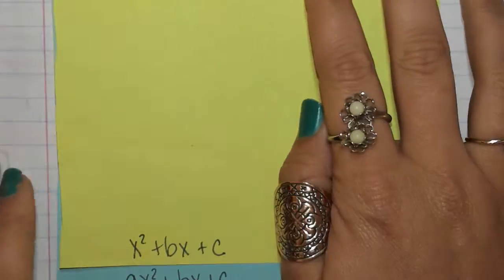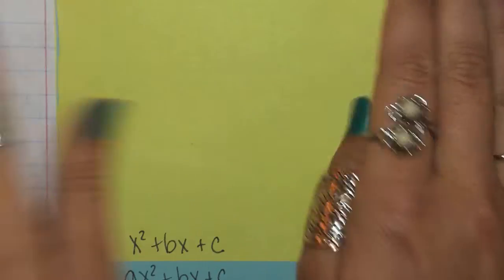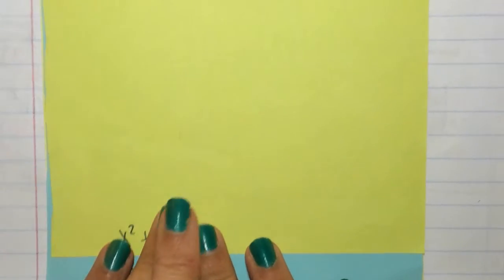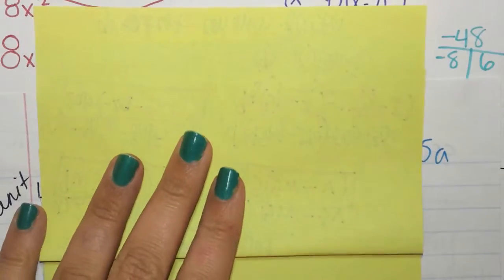Alright, so open to x squared plus bx plus c, and then move it down, please, because we're going to write our learning target and our rules up at the top.